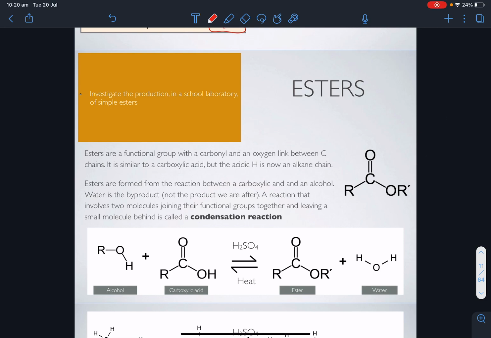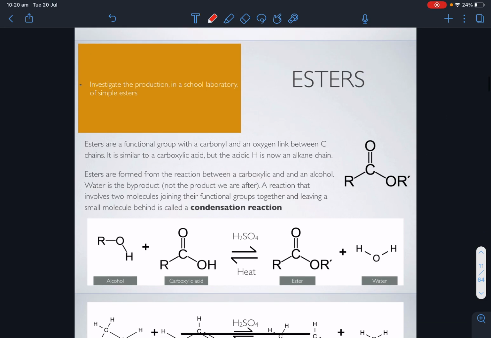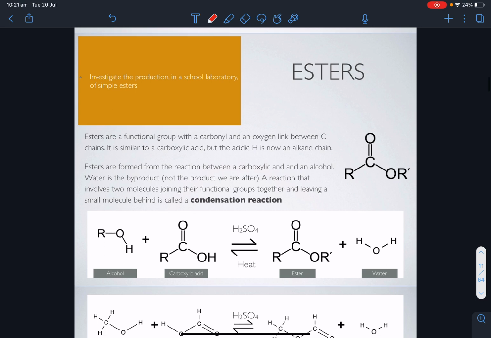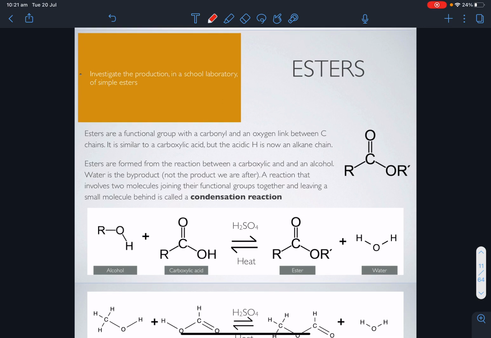Okay, Year 12, let's talk about esters. So our syllabus dot point is investigate the production in a school laboratory of simple esters. So this one is partnered with a practical. Okay, esters are this functional group here.